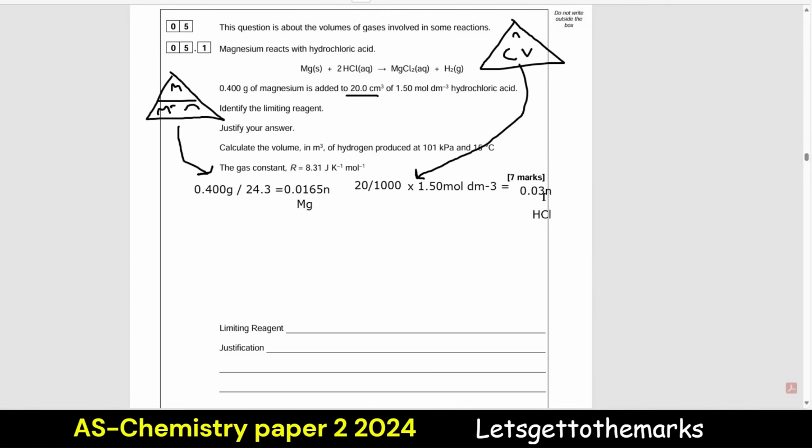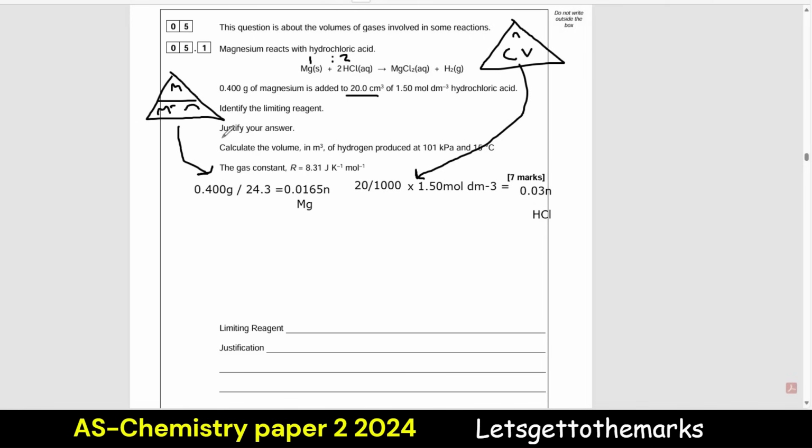At first glance, 0.03 moles of HCl looks like it's bigger than Mg, and it is. But does that make Mg the limiting reactant? Let's find out. We're going to look at the ratio of the reactants. So we've got Mg to HCl, a ratio of 1 to 2.